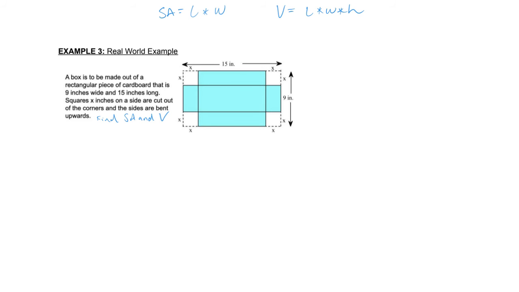Okay, so it's 9 inches wide, but the width, right, we cut out this x from that 9 inches and this x, so width is actually 9 minus 2x, because we're subtracting 2 x's from it because we cut it out, right? And our length is 15, and then again we minus 2x.